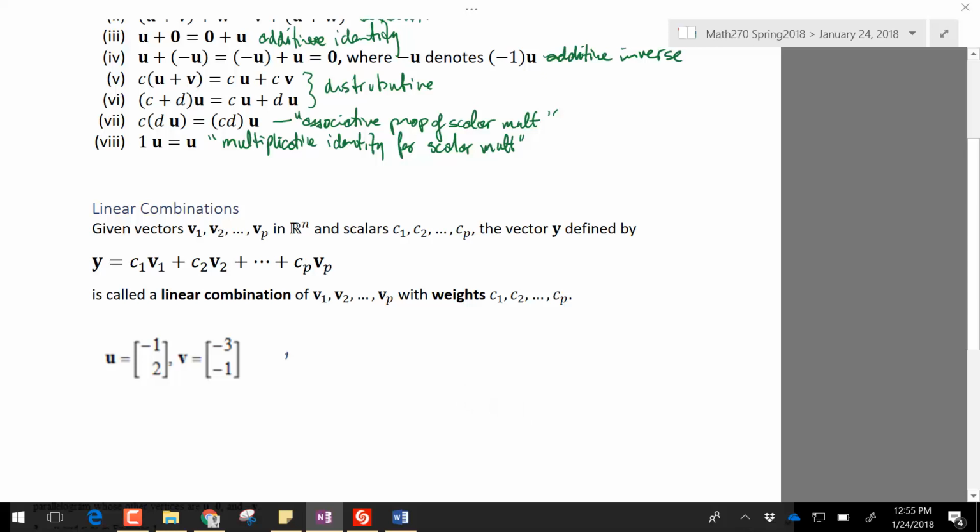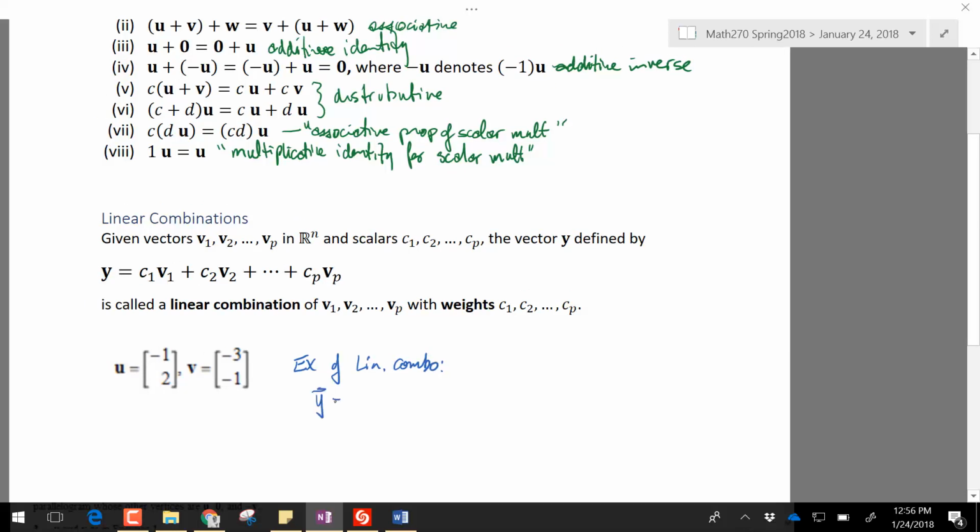So, an example of a linear combination can be your y vector is equal to C1 times u plus C2 times v, or C1 times -1, 2 plus C2 times -3, -1. That's all. Yes.